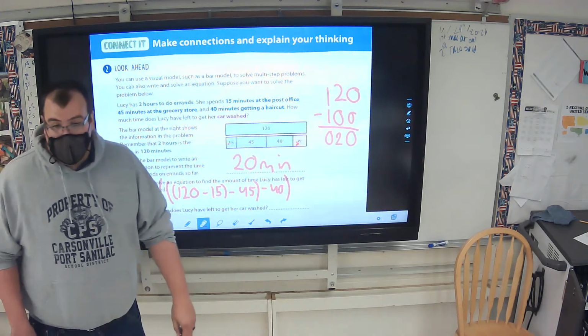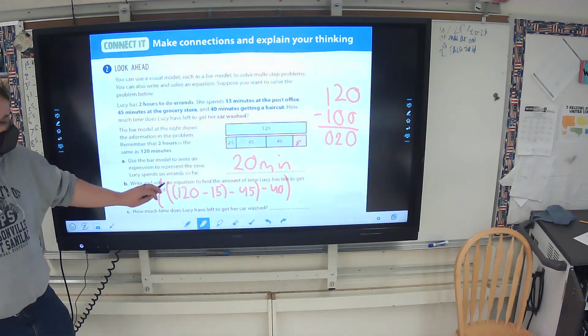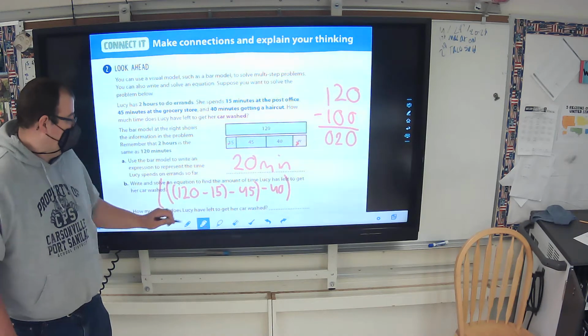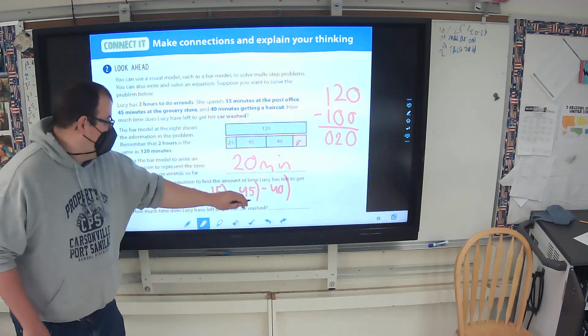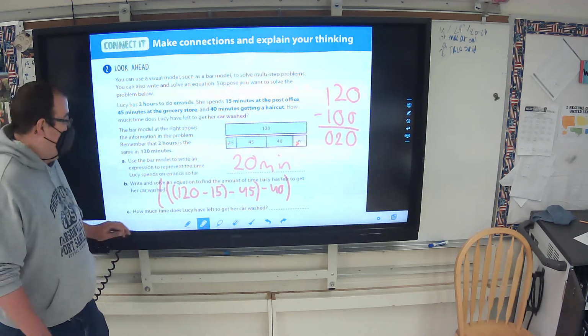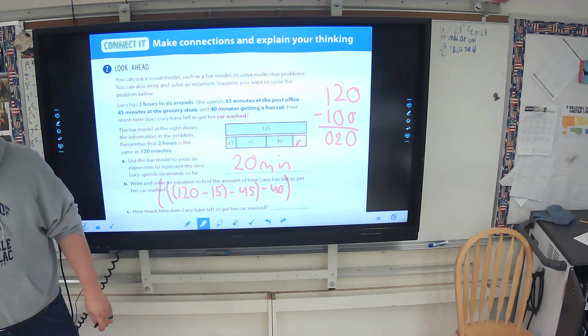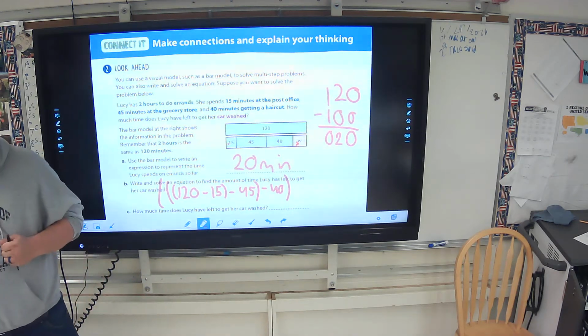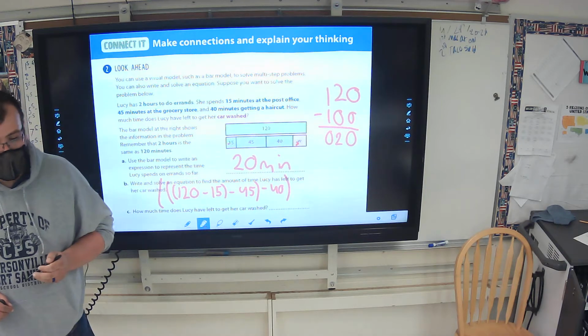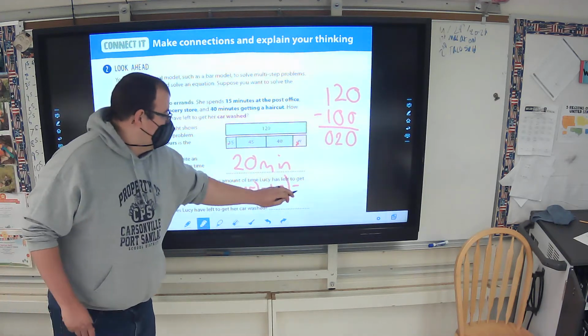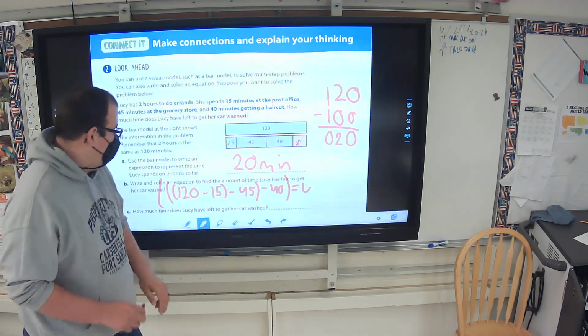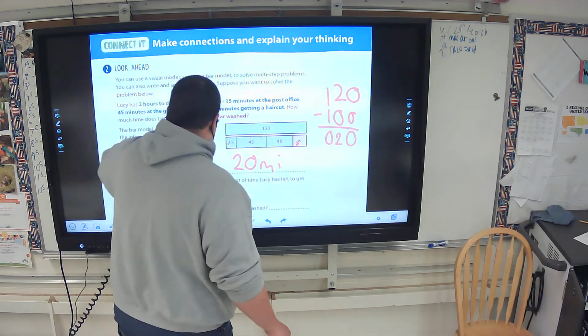So that would work. But look how many parentheses I have. One parenthesis for the first one, 120 minus 15. Then you have another parenthesis for that answer minus 45. And then another parenthesis for the minus 40. Does that make sense, Nolan? Yep. Order matters there. So that does get kind of screwy, okay? And it all equals W, right? What's another way we could write this equation?